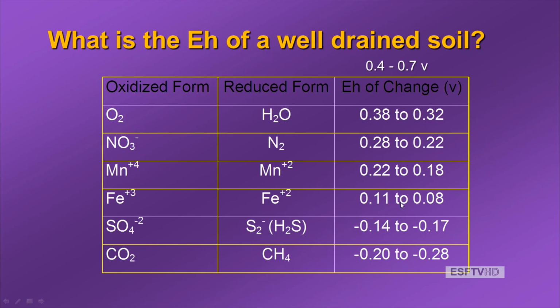So we can use these numbers to estimate the aeration status of soils. And so if you ask what is the value of Eh that is typical of a well-drained soil, we say it would have to go above that point where we have plenty of oxygen to be reduced to water. And so the Eh of a well-drained soil is somewhere between 0.4 and 0.7 volts.